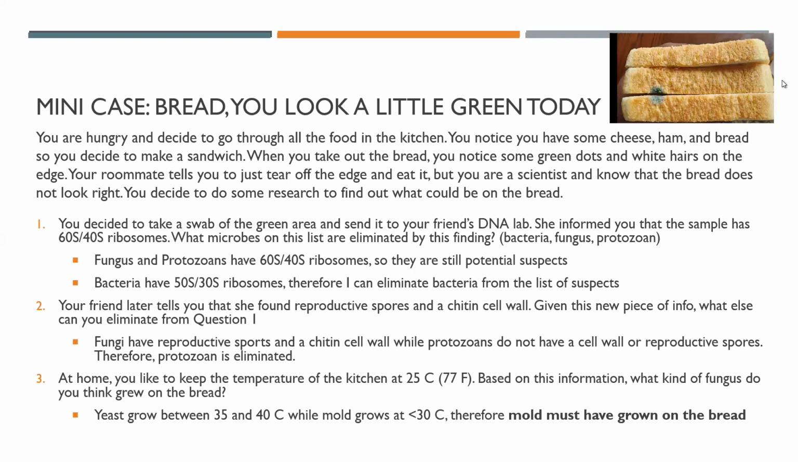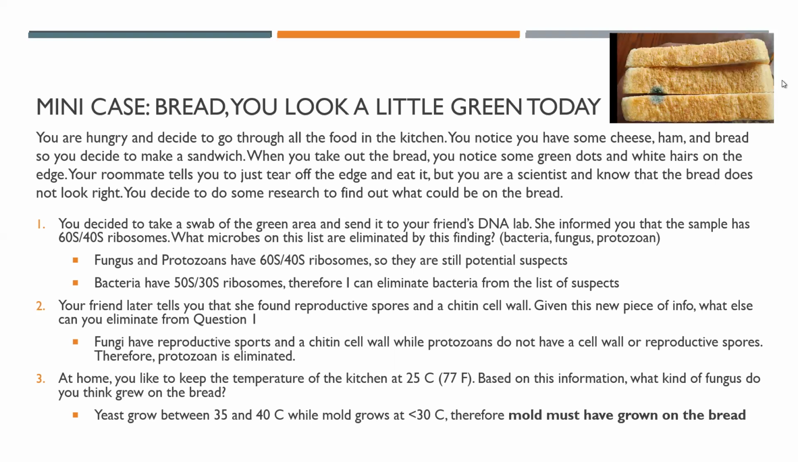Step two says your friend later calls you and says, hey, I also found this thing has reproductive spores and a chitin cell wall. Now that you have new information, you can continue your differential diagnosis. Based on what you learned today in class, you know that fungi have reproductive spores and chitin cell walls, but protozoans do not have either a cell wall or reproductive spores. Therefore, you can now eliminate protozoans from the list. So now you've narrowed down to, okay, based on what I know so far, it's most likely a fungus.